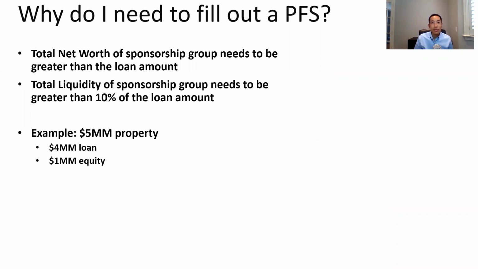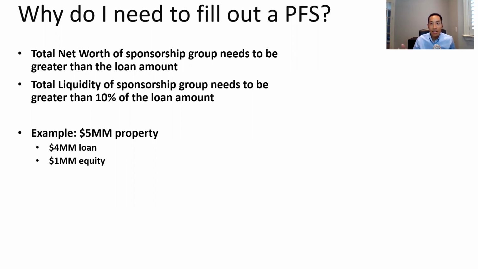With a personal financial statement, there's really two things that the banker is going to be looking for. They're going to look at the total net worth of the sponsorship group. That could just be you if you're buying a deal on your own, or if you are combining forces with other people. Anyone signing on the loan, they're going to add up their total net worth and compare that to the loan amount, and it needs to be greater than the loan amount. And then the total liquidity of the sponsorship group needs to be greater than 10% of the loan amount.